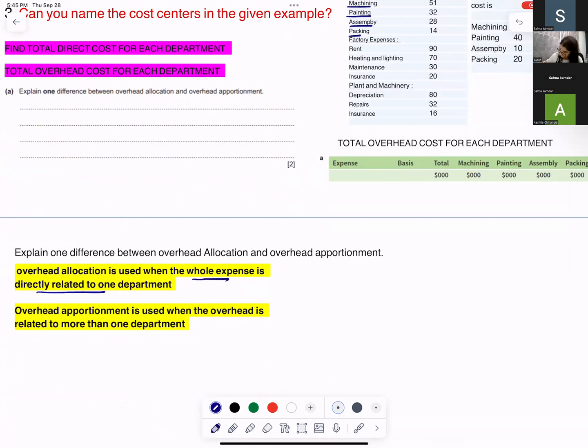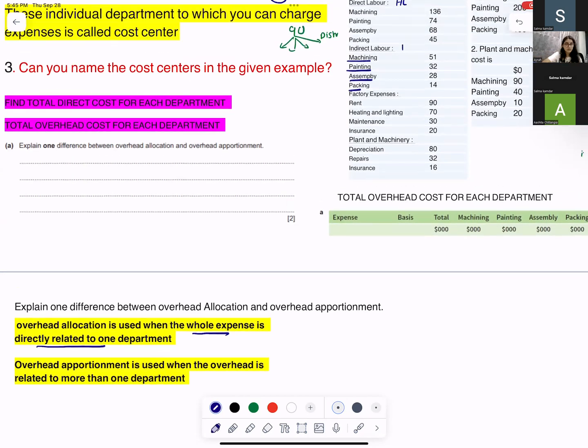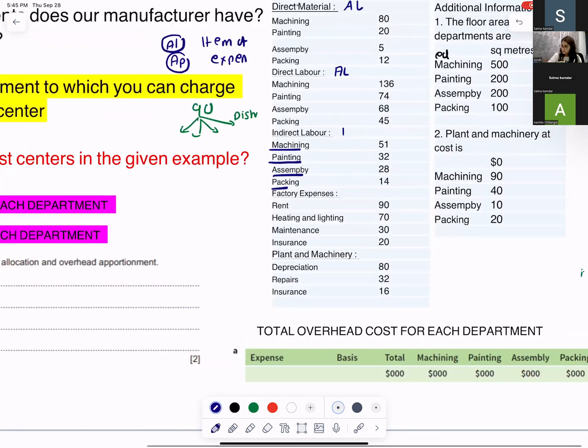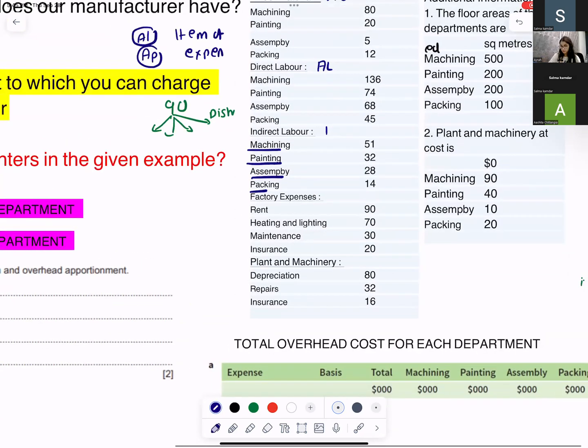So what is allocation? When the whole expenditure is directly related to only one department. And what is apportionment? When the whole expenditure is related to more than one department, or different departments, and you have to divide it, distribute it, or apportion it on a suitable basis.